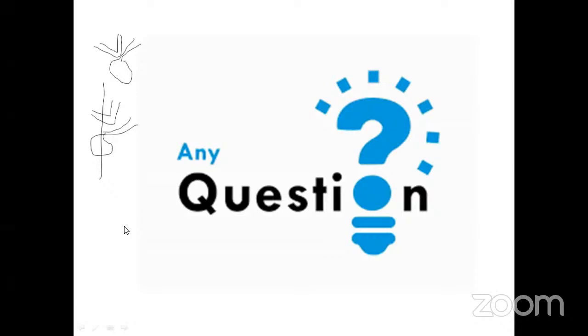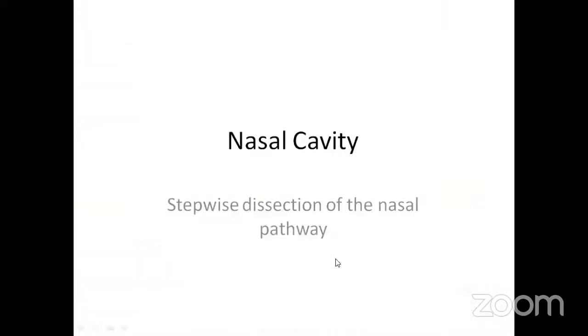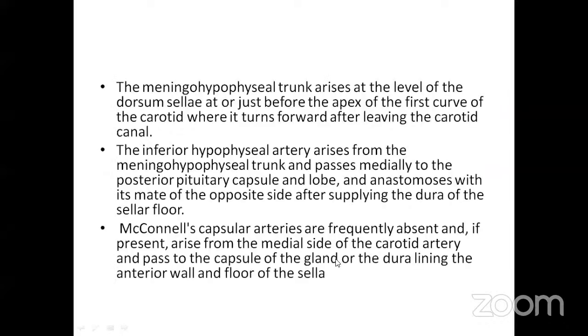Continue, Dr. If you have anything else. No, sir. Is there any other question? There's one more question, but I think you already mentioned it: from which part of the ICA do the superior hypophyseal trunk, the inferior hypophyseal trunk and the capsular artery arise? Guys, if there are any questions, use the chat box. Yes, Dr. Areeba, can you answer that?